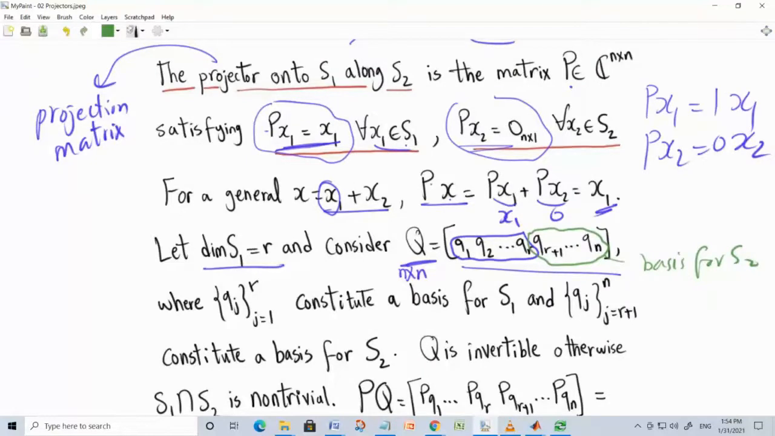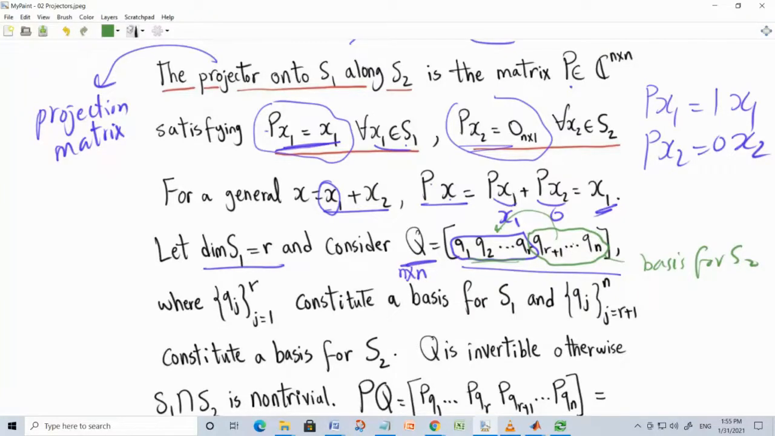Now, Q is invertible. Matrix Q is invertible. Note that the first R vectors are a basis, so by definition they are linearly independent. The vectors from QR plus 1 to Qn are another basis, so by definition they are linearly independent. Can it be the case that one of those vectors can be written as a linear combination of the other vectors? So can QR plus 1 equal one of the others? No, exactly, no. If you can do so, then the intersection of S1 and S2 is non-trivial.